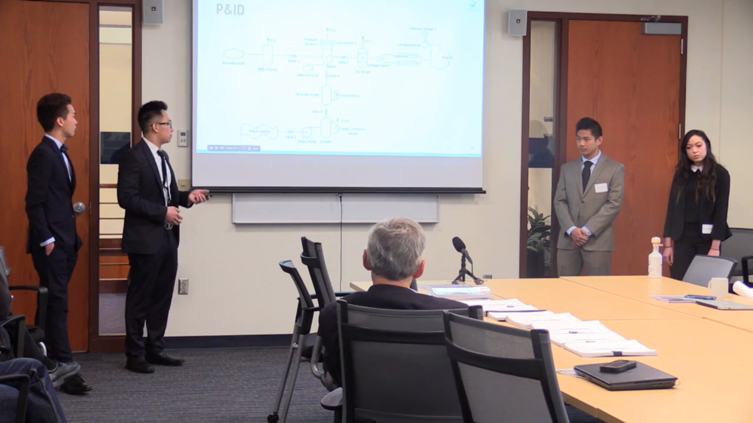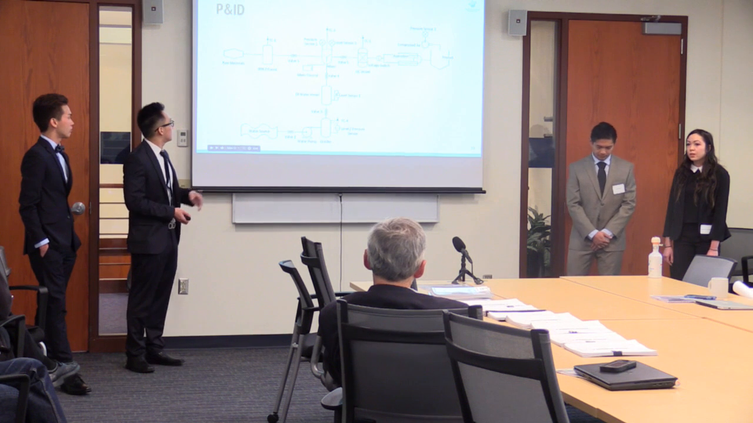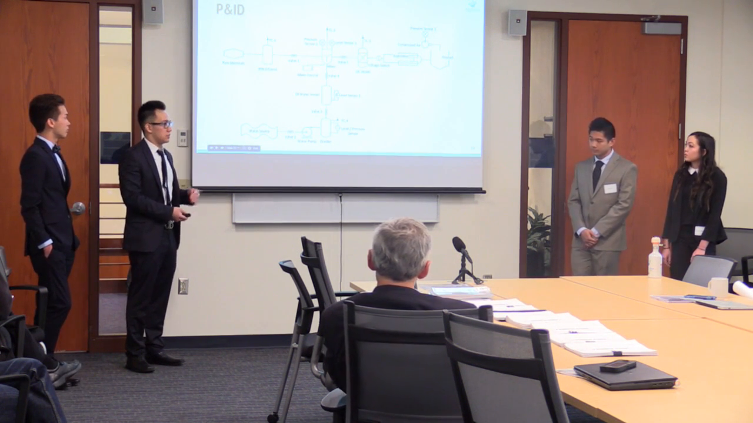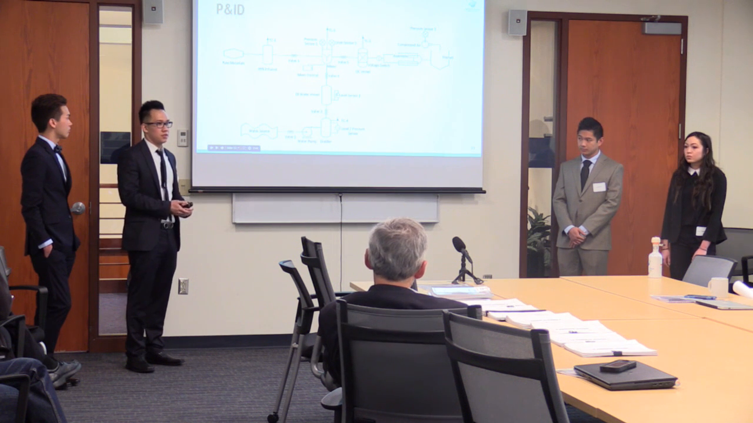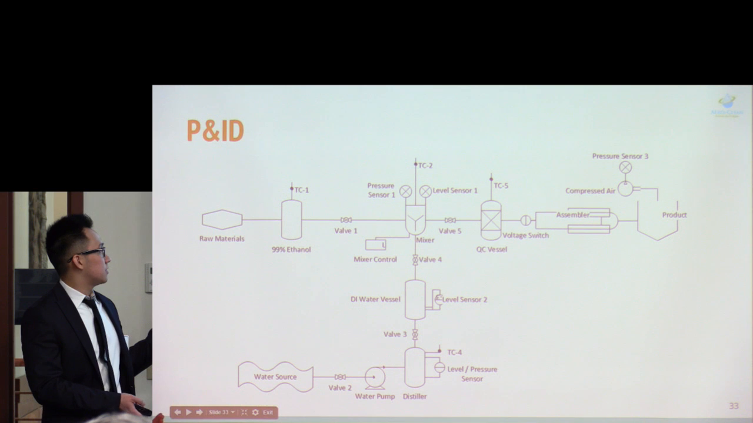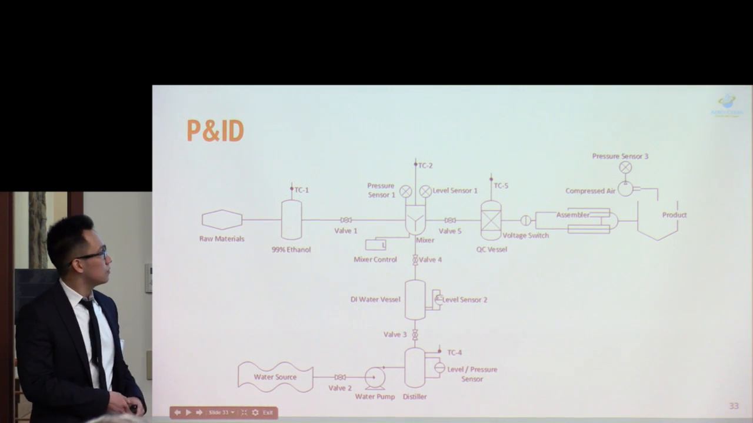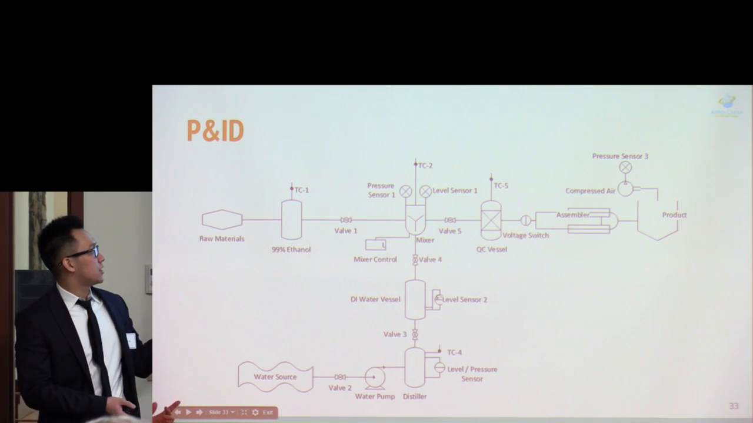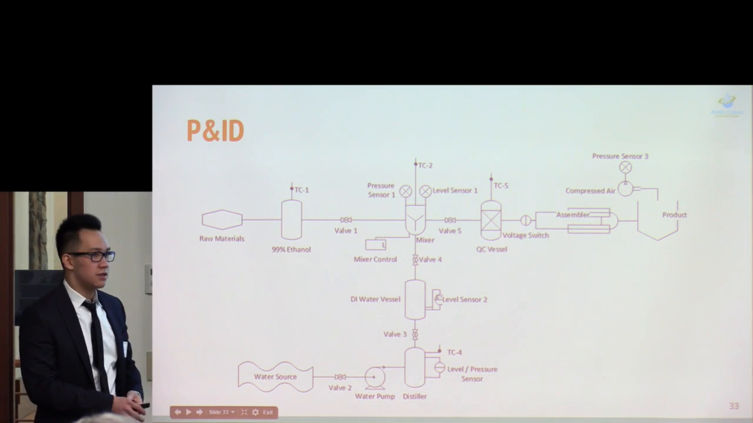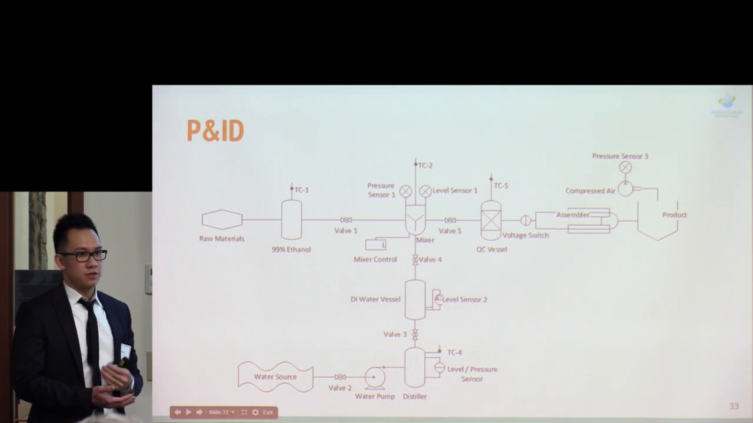So I'll go over the piping and instrumentation diagram. I like to note that all the tanks, valves, and pipes will also be stainless steel grade, mainly to avoid any type of corrosion over time, because we'll be utilizing 99% ethanol. I also like to note that we have pressure sensors and level sensors located at all major components of our factory process, mainly to ensure that no hazards occur and for the safety of our workers.